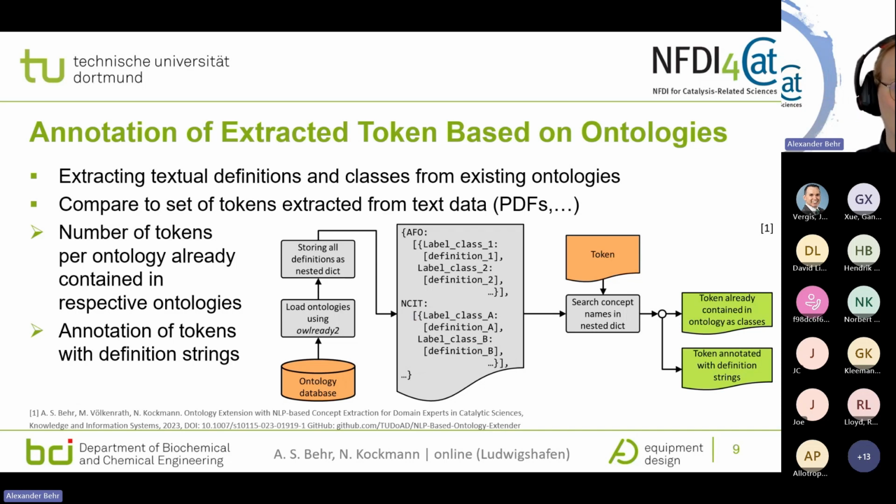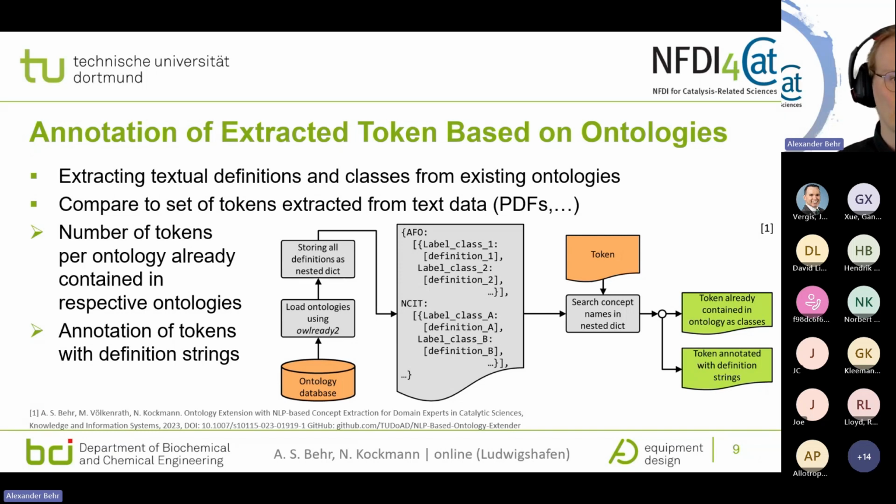such that when we would put in a token into this, we could directly search for the concept, so for the respective class that would have the same label as the token, and for the respective definition. And with this, we could get the token already contained in the ontology as classes, and also could annotate our token with definition strings.